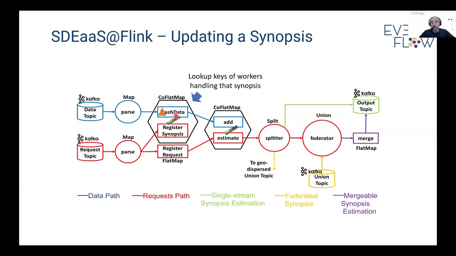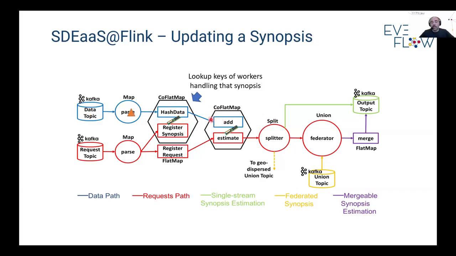As new data arrive in the blue pipeline that you can see over here, they are parsed. The hash data operator consults the register synopsis operator for the workers to which this data item should be forwarded, because they maintain relevant synopses, and then it directs the tuple to those workers in order to update the maintained synopses of the data. When we are talking about synopses, we are talking about samples, sketches of the data, histograms, wavelets, and so on.